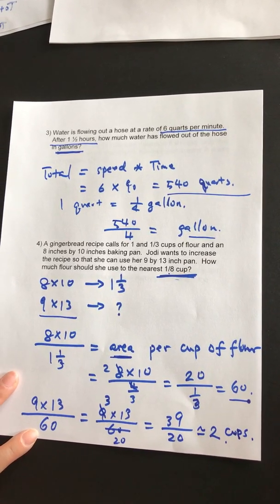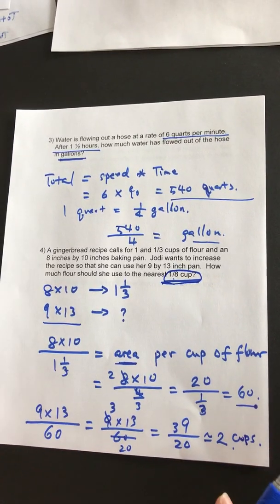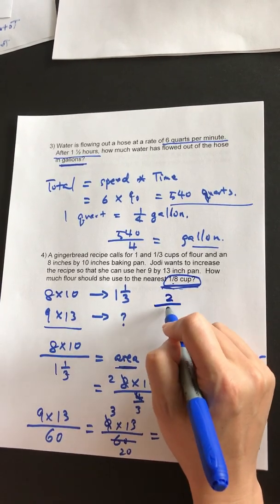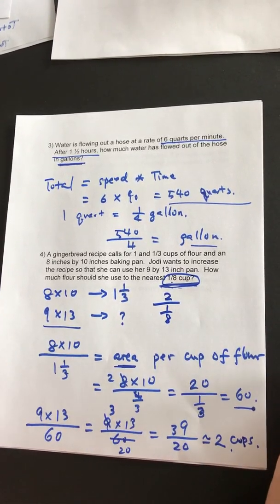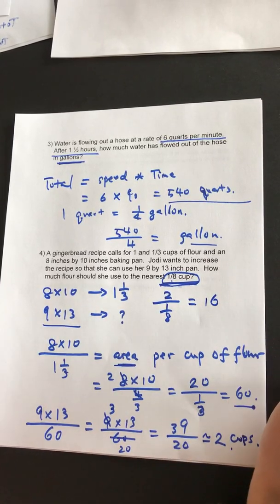This is not what the question is asking for. It asks for how many 1/8 cups you would need. So 2 cups, how many 1/8 cups are in 2 cups? So 2 divided by 1/8, that's 16.